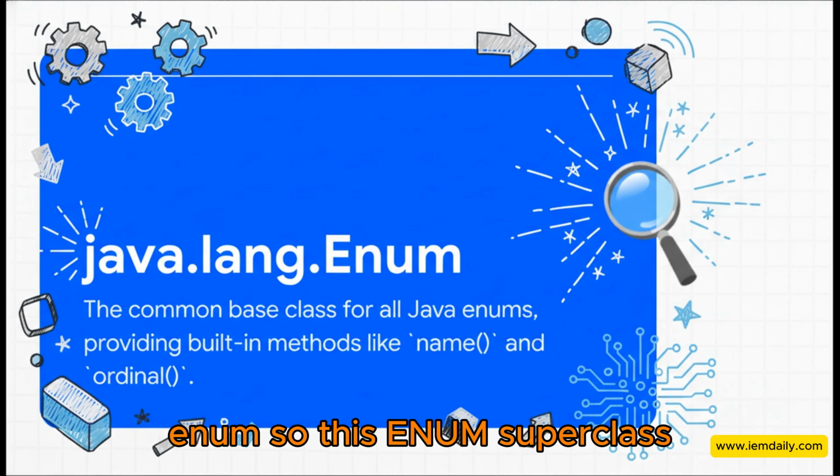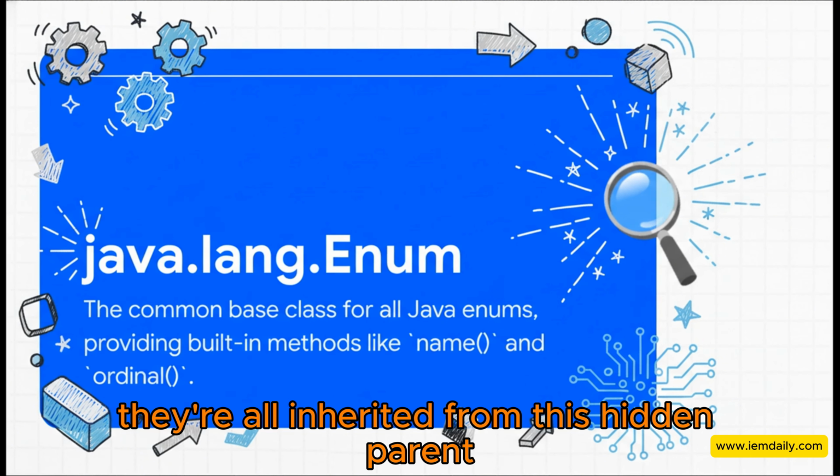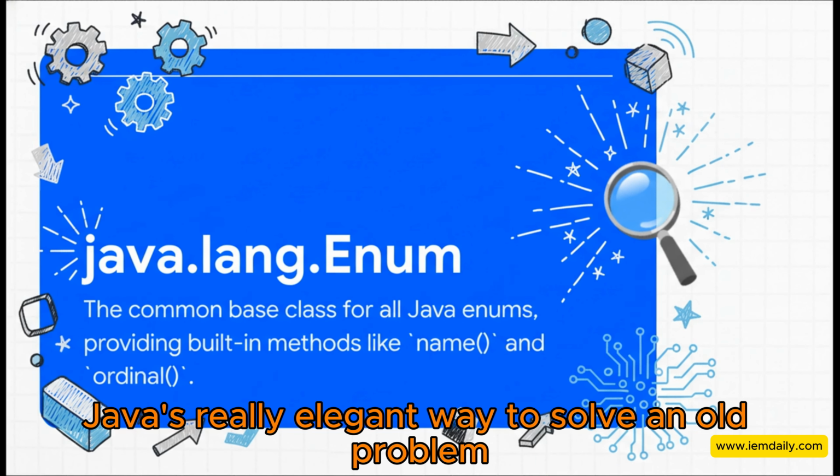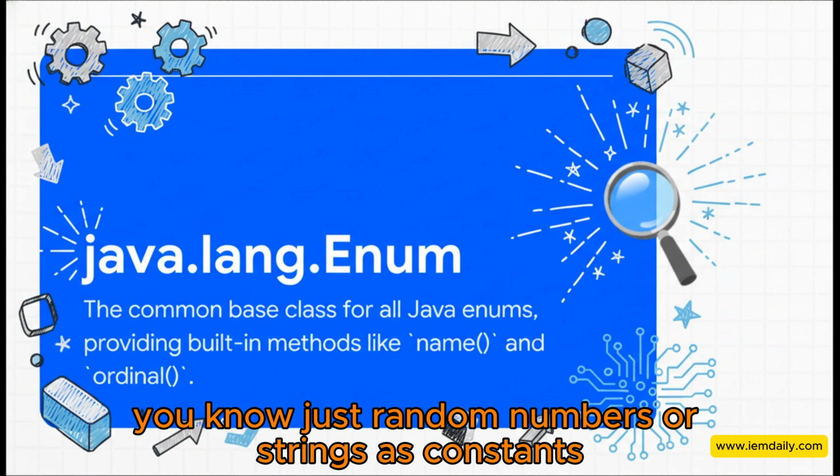So this Enum superclass, that's the source of all the magic. Methods like values, ordinal, name, they're all inherited from this hidden parent. It was Java's really elegant way to solve an old problem, to stop all the bugs and confusion that came from using just random numbers or strings as constants.